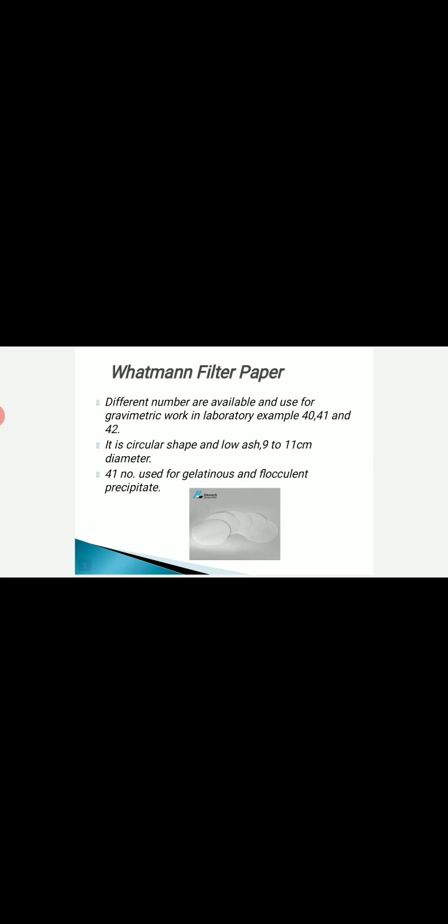Okay, let us see what Whatman filter paper is. Different numbers are available and used for gravimetric work. In the laboratory, for example, we have numbers 40, 41 and 42. As you can see in the diagram, it is circular in shape, about 9 to 11 centimeter in diameter, and low in ash content. Generally, number 41 is used for gelatinous and flocculent types of precipitate.